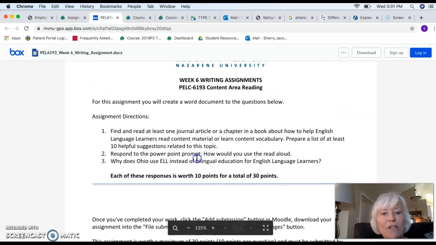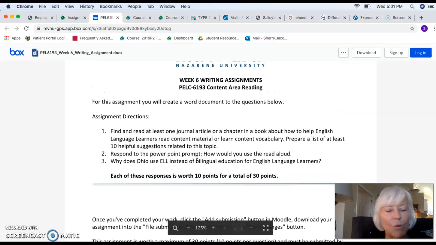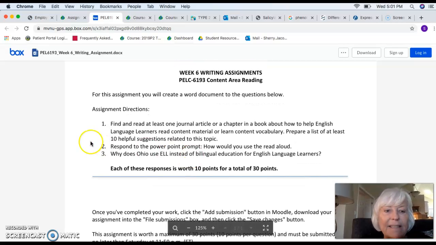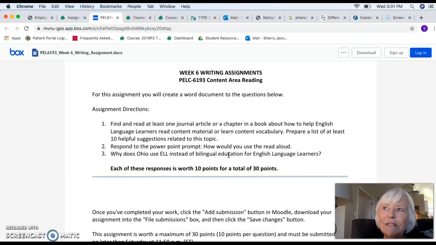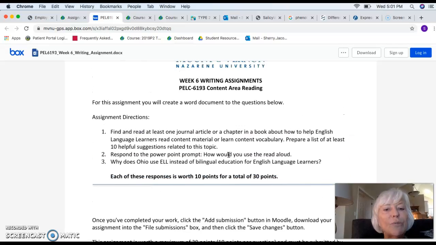Somebody that was working ahead a little bit this week emailed me a question asking about number 3: why does Ohio use ELL instead of bilingual education for English language learners? They said, checking with the ODE, they found that it was less cost to districts. And that may be accurate, but there is, to my knowledge, no bilingual education in Ohio. And there's a reason for that.